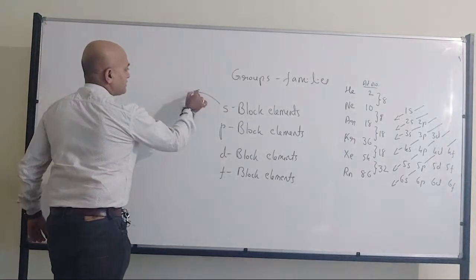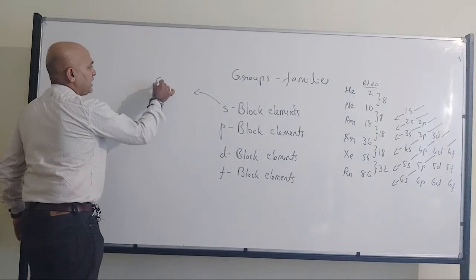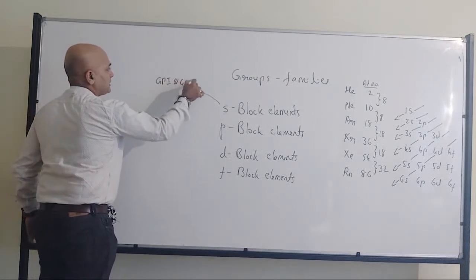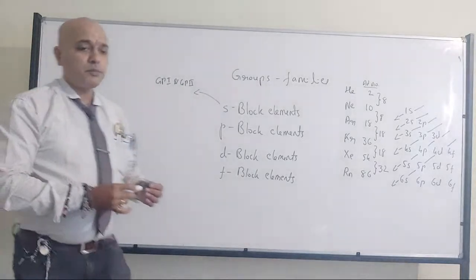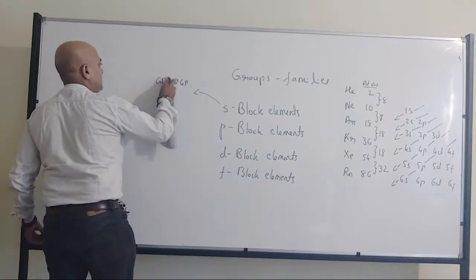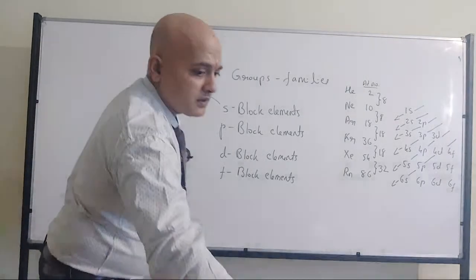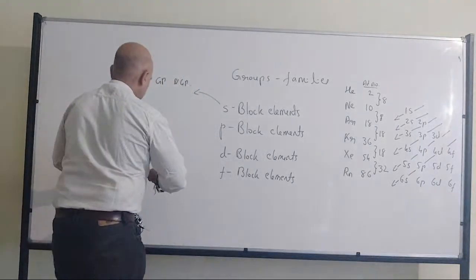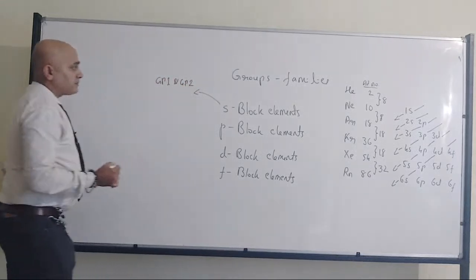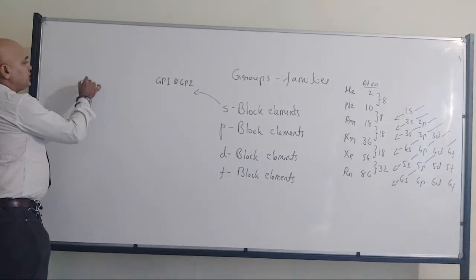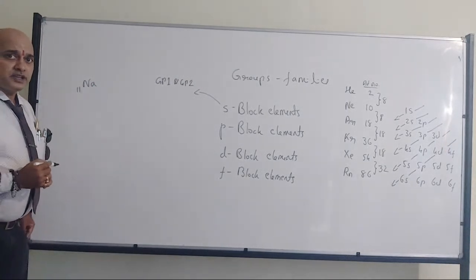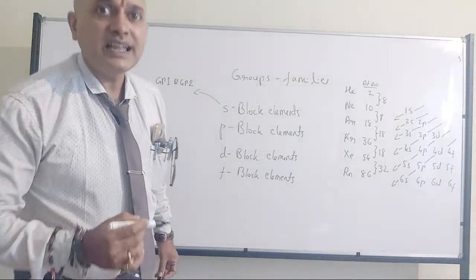Because when it comes to the S block, we have group 1 and group 2 elements. I will go with regular numbers only. Group 1 and group 2. Okay? Now I am talking about sodium. Atomic number is 11. Sodium atomic number is 11.